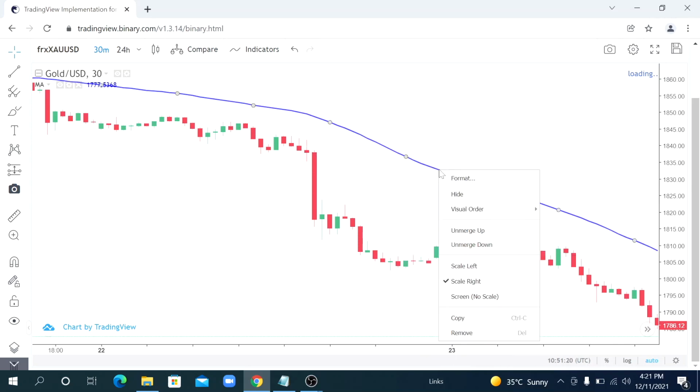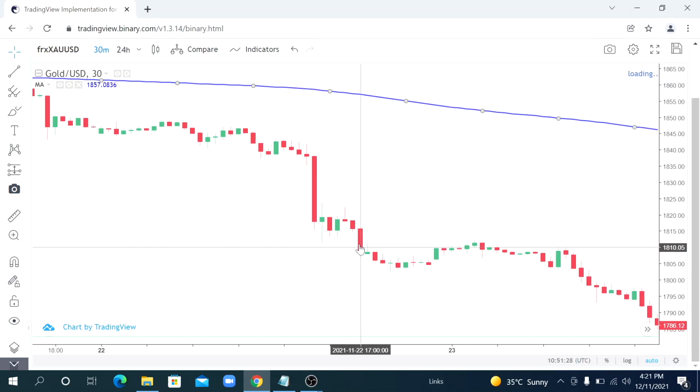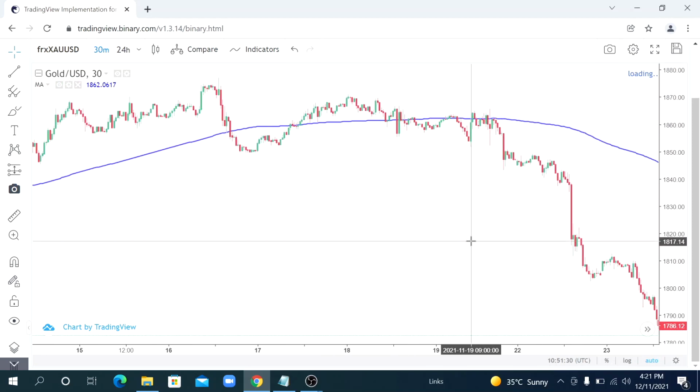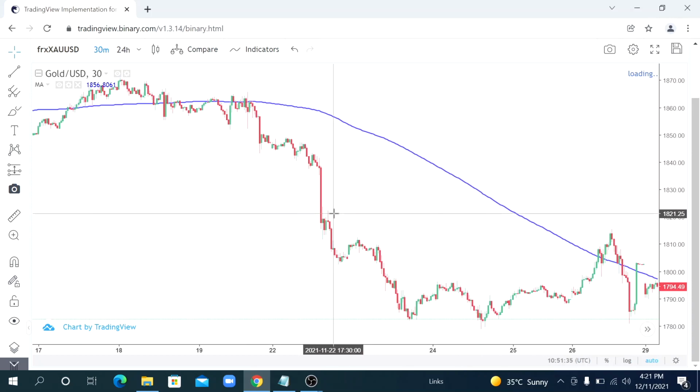I use the 200 moving average. Let me add it and explain how I use it. This is 200. Let's get it to the chart. You see that's giving this chart a very, very far distance. I use the 200 moving average for what? I use it to indicate the trend. I use it for trend indication.